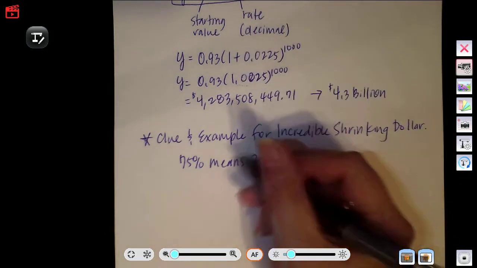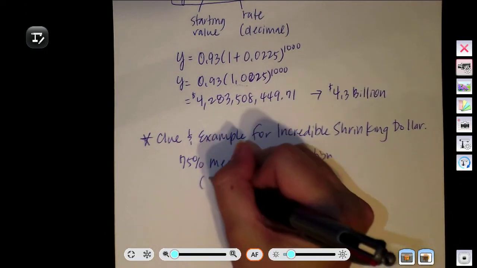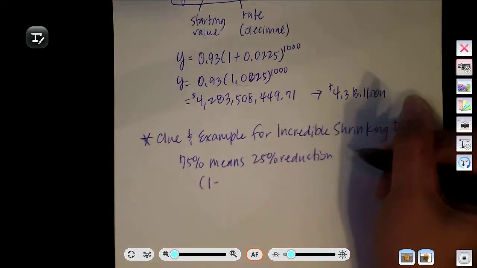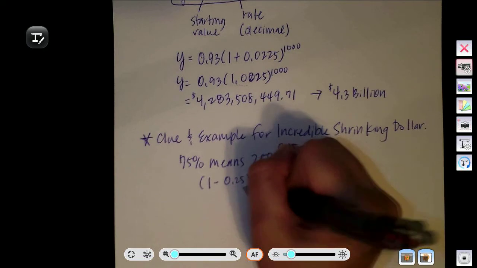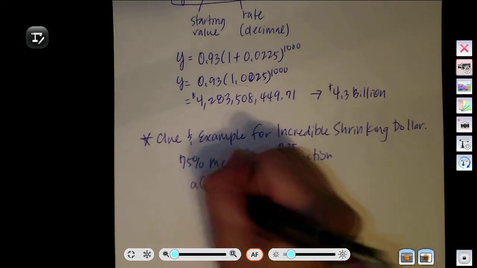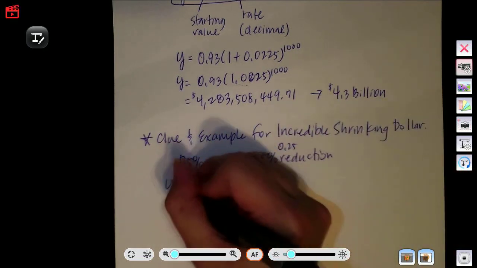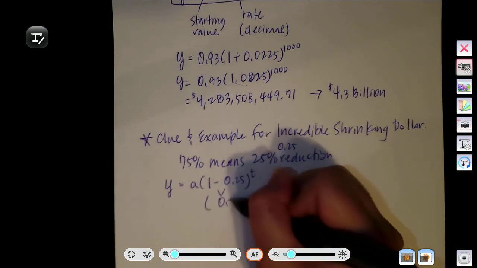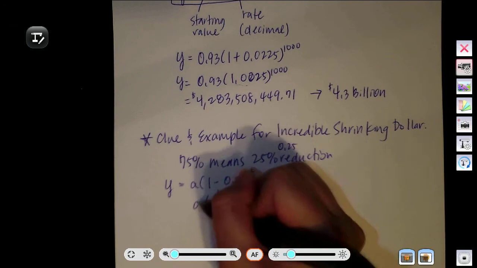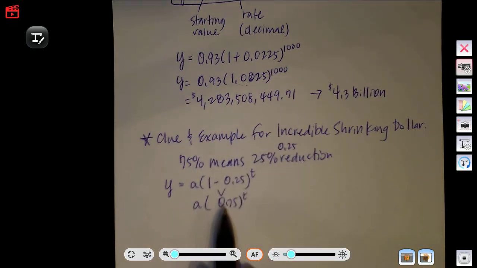Now, if you just look at the percentage part, if I do 1 minus 25%, in other words, 0.25, to the t-th power with your A value right there, this becomes 0.75. In other words, whatever your A value is, it's going to end up being 75% of what it was.